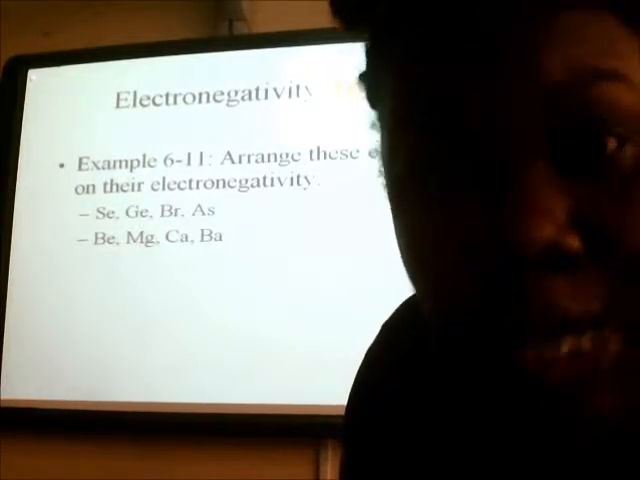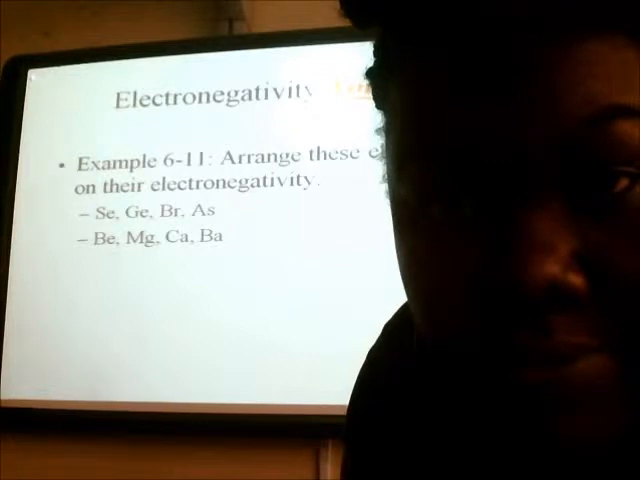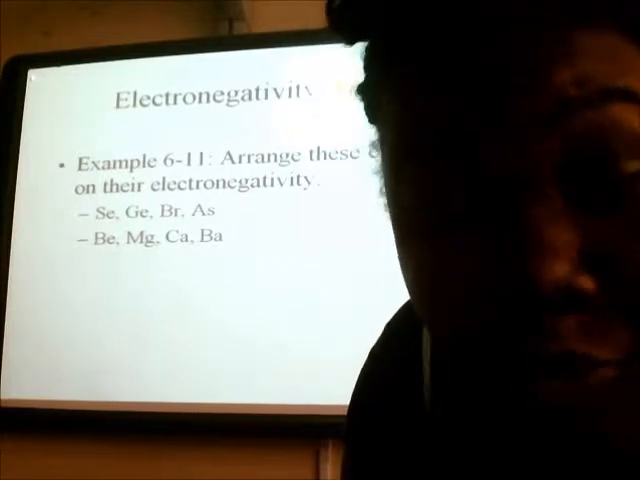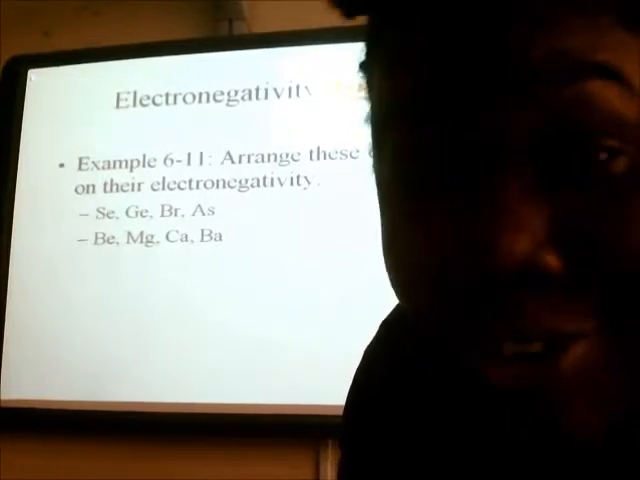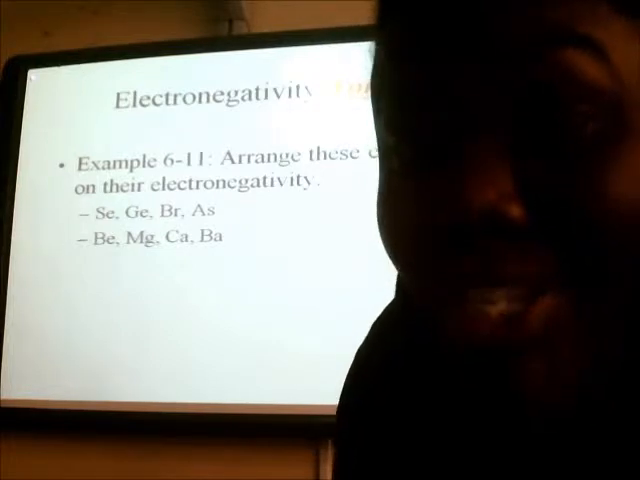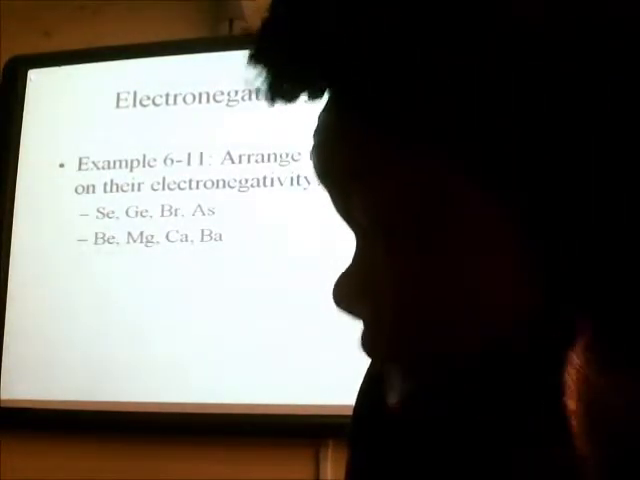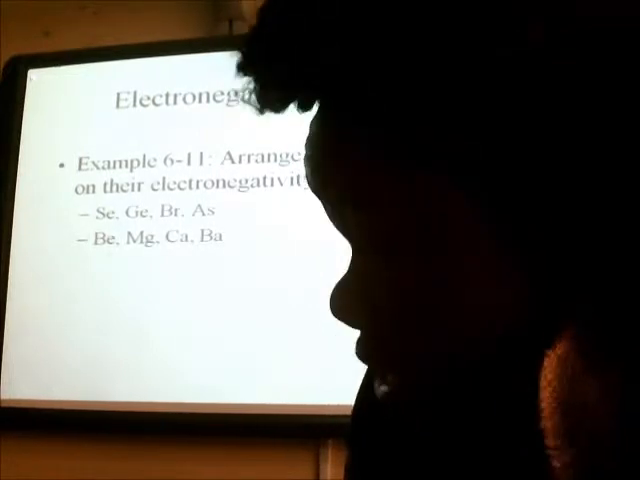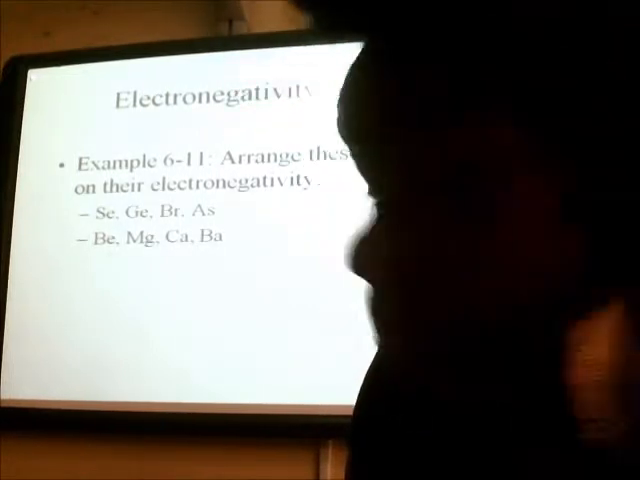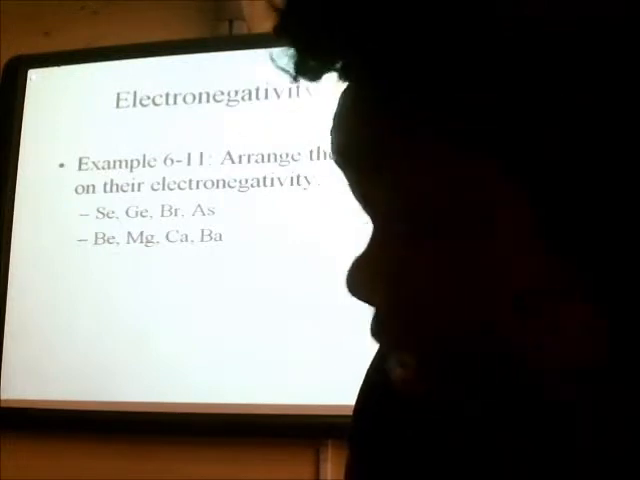You had to put them in order of electronegativity from largest to smallest. Okay, row 1 was all in the same period. So from largest to smallest, the largest electronegativity is going to be the one furthest to the right. So it should have been Br, Se, arsenic, and germanium. Again, that's Br, Se, which is selenium, arsenic, and germanium from largest to smallest.